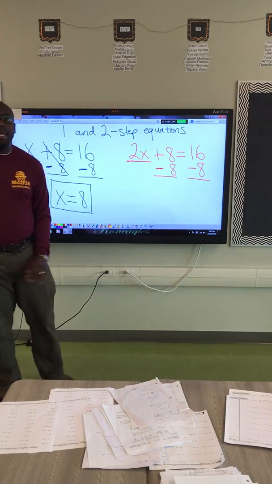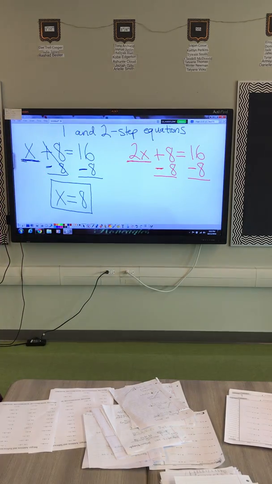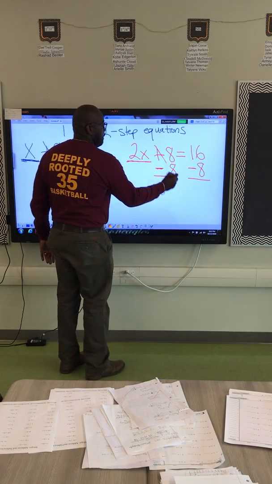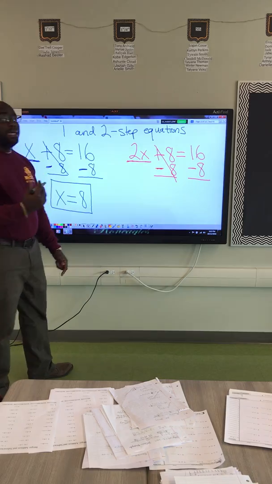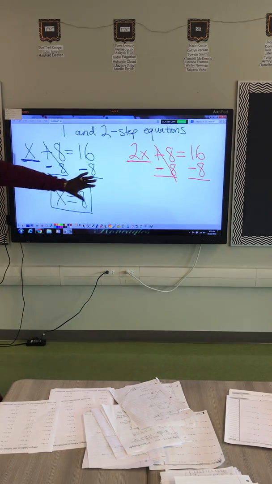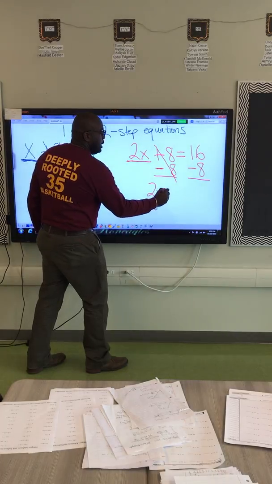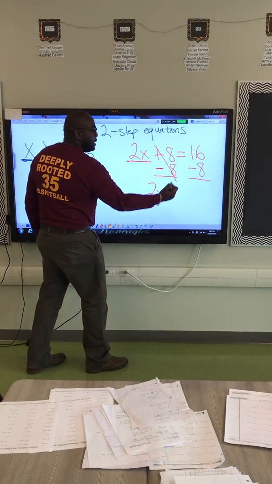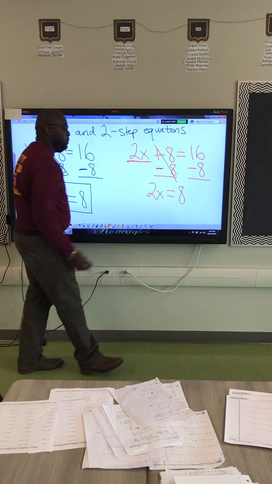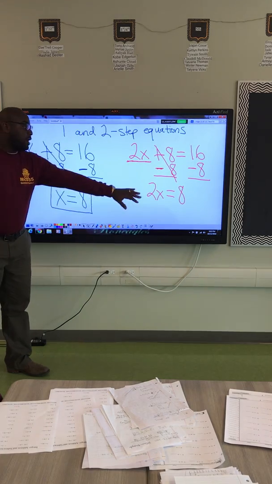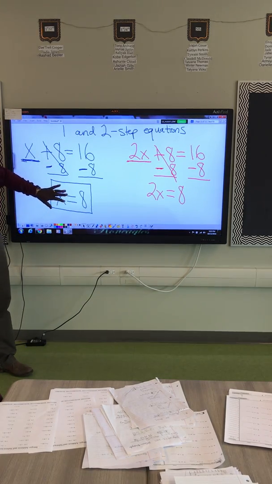What happens to this plus 8 and the minus 8? It goes away. We're drawing a line between it. It's gone. Again, like we did over here, we're going to clean our work up. So we have 2x equals 16 minus 8 is 8. But if you look right here, we were finished when we got to this part. This is a 2-step equation.